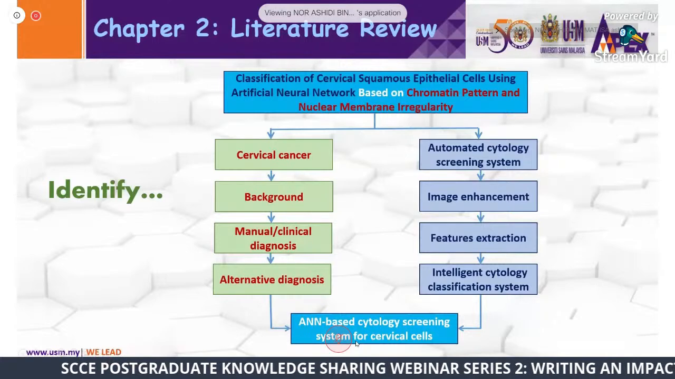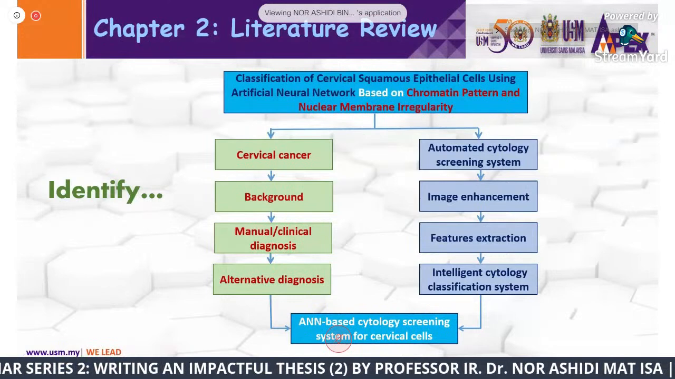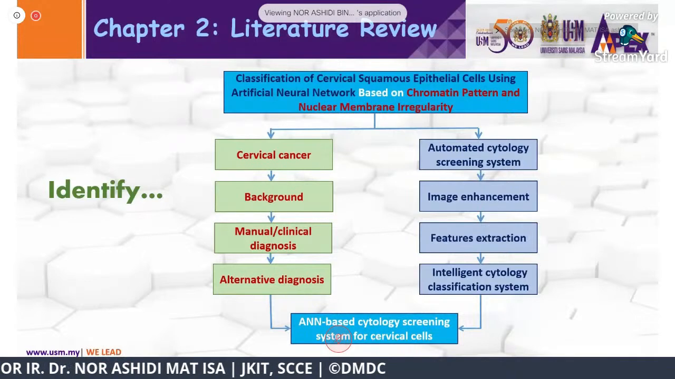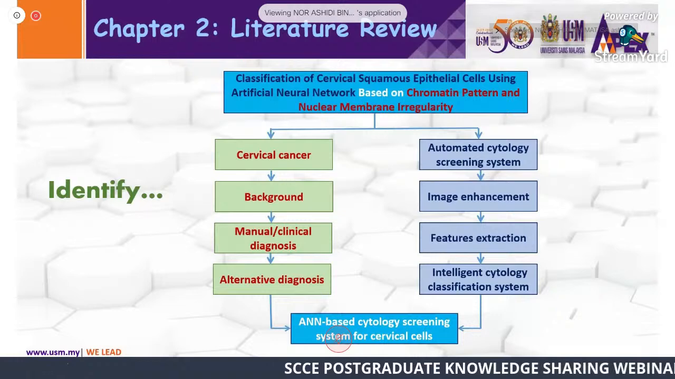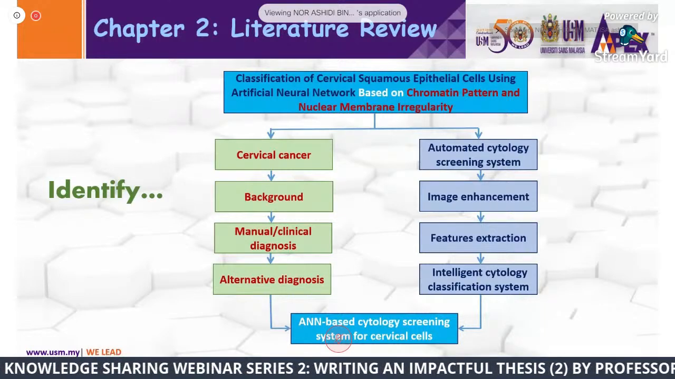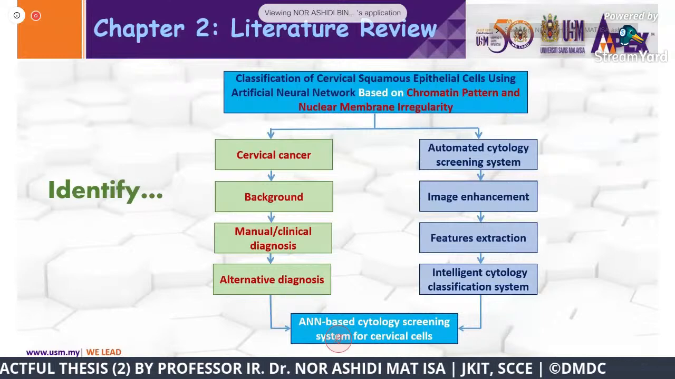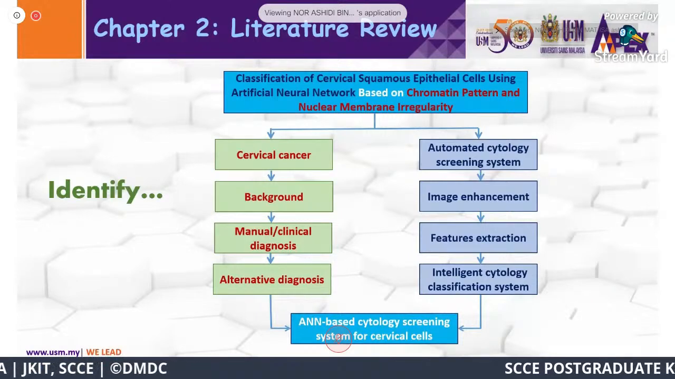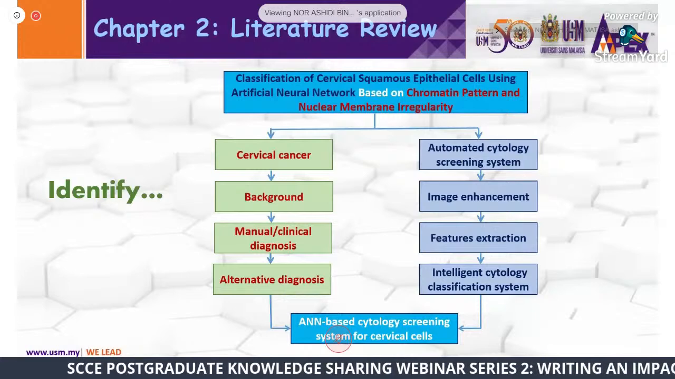So although it is applied, the real content of the thesis is not only about integrating, or only plug and play, or only choosing the current techniques and combining them together to come out with the application. She actually did the modification and proposed new techniques and new approaches in her research. So this is how you do the literature review to identify the gaps.